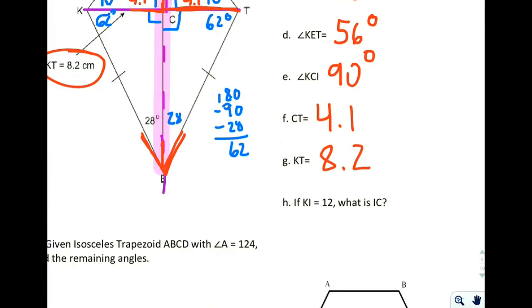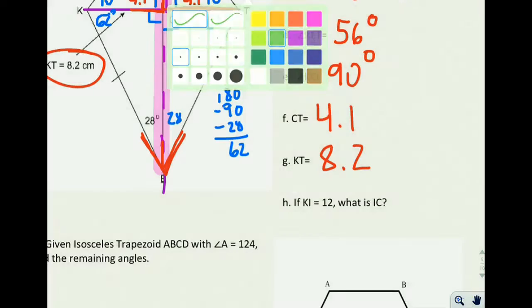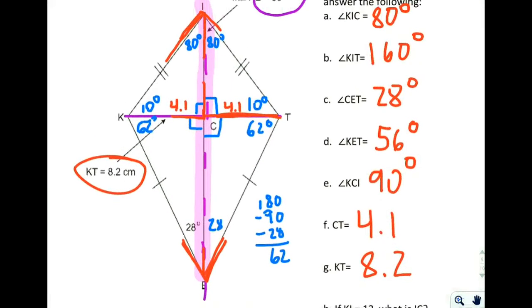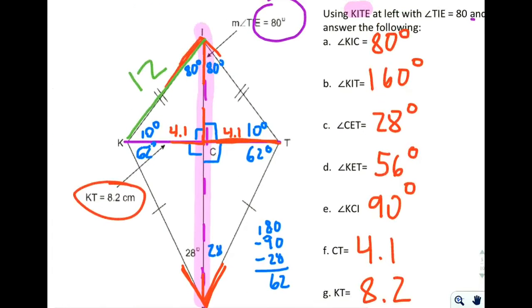The last part down here says if KI is 12, what is IC? So let's switch colors for that. If KI, and I is on top, is 12, what is IC? IC then is this part right up and down in the middle. And if we look at our symmetry, there's nothing our symmetry is going to do to help us. Our symmetry would tell us that we have a 12 over here, but it does not tell us anything about that third side. The only thing that can help us here is the fact that we have a right triangle.